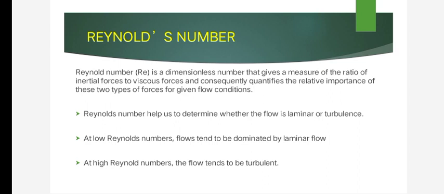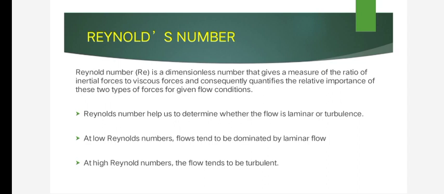Reynolds number is a dimensionless number that gives a measure of the ratio of inertial forces to viscous forces and quantifies the relative importance of these two types of forces for given flow conditions. The Reynolds number helps us to determine whether the flow is laminar or turbulent. If the Reynolds number is low, flows tend to be dominated by laminar flow. If the Reynolds number is high, the flow tends to be turbulent.